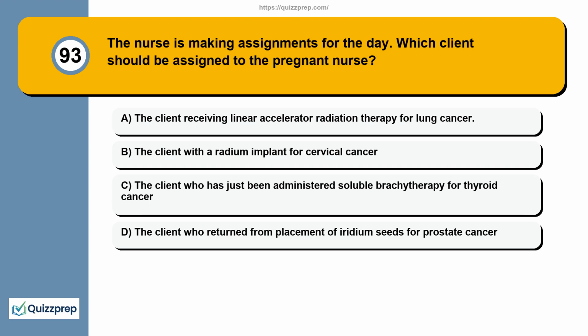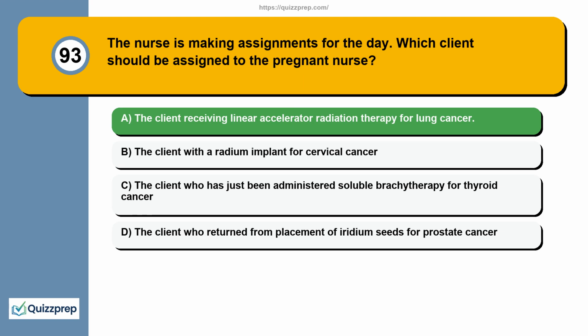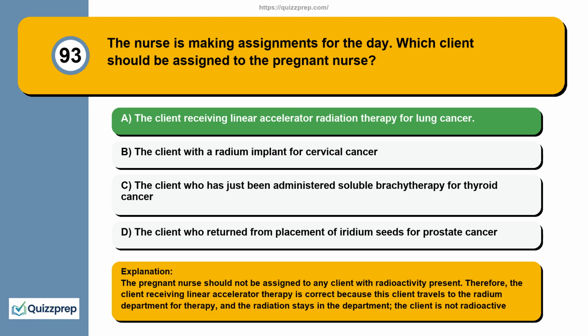Question 93. The nurse is making assignments for the day. Which client should be assigned to the pregnant nurse? The client receiving linear accelerator radiation therapy for lung cancer. The client with a radium implant for cervical cancer. The client who has just been administered soluble brachytherapy for thyroid cancer. The client who returned from placement of iridium seeds for prostate cancer. The pregnant nurse should not be assigned to any client with radioactivity present. Therefore, the client receiving linear accelerator therapy is correct because this client travels to the radium department for therapy, and the radiation stays in the department. The client is not radioactive.